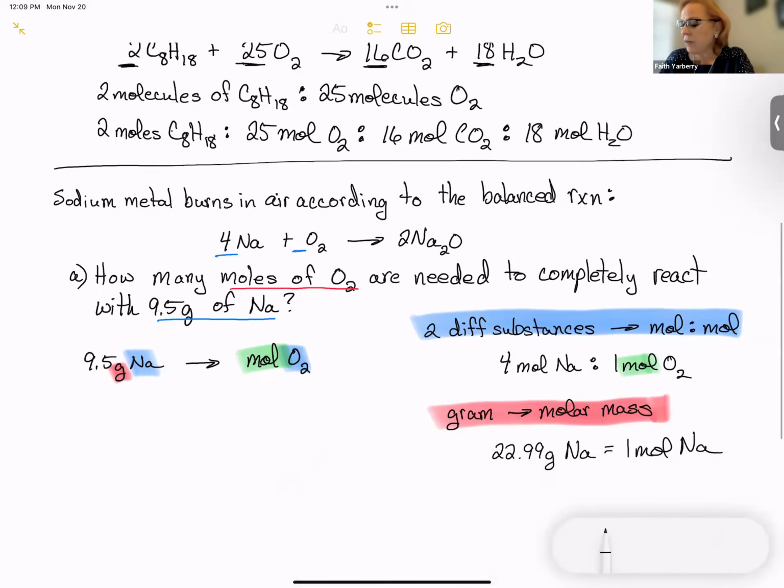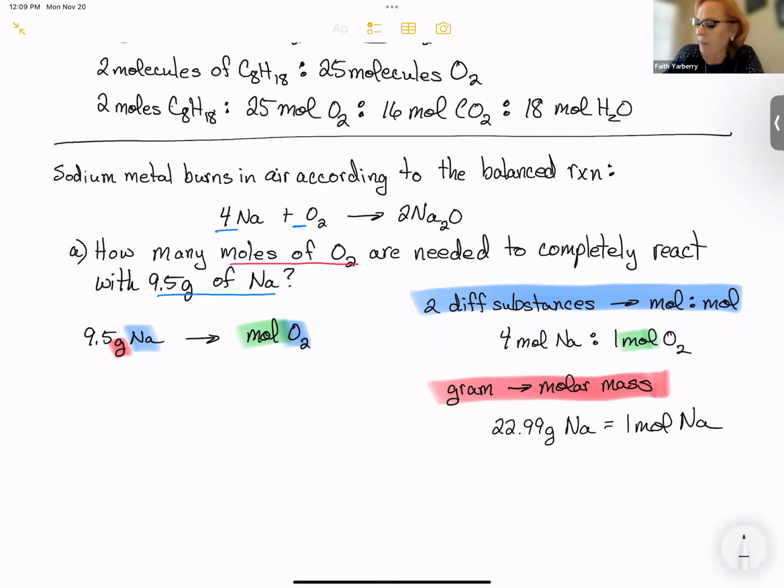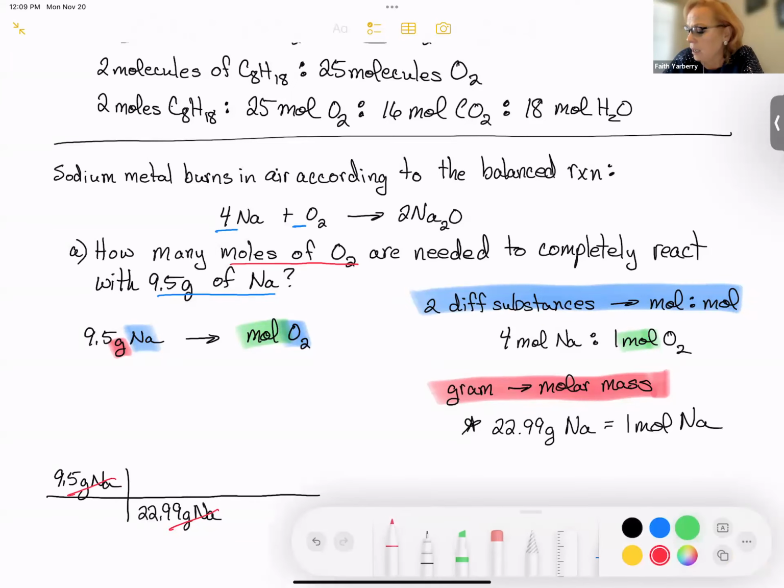So having developed the conversion factors, we're ready to start this problem. We're going to start with what we were given, which is the 9.5 grams of sodium. Our first conversion factor needs to have grams of sodium. And so we're going to use our molar mass. Of that conversion factor, the 22.99 grams of sodium must go in the denominator so that the unit and the substance will cancel out, leaving me moles of sodium for the numerator.